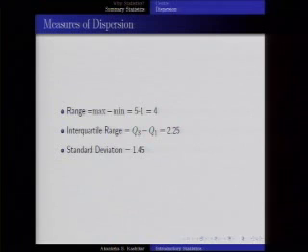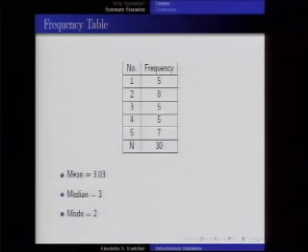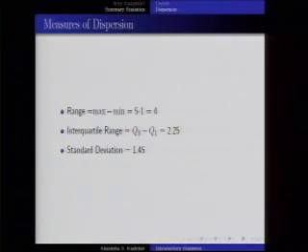So we need something known as a measure of dispersion. Dispersion means spread: how the values are spread around the mean. There are 3 major measures of dispersion. We'll study them one by one. First is range. Range is simple: maximum observation minus minimum observation. In this data, the maximum observation is 5 and the minimum observation is 1. So the range is 5 minus 1, which is 4.